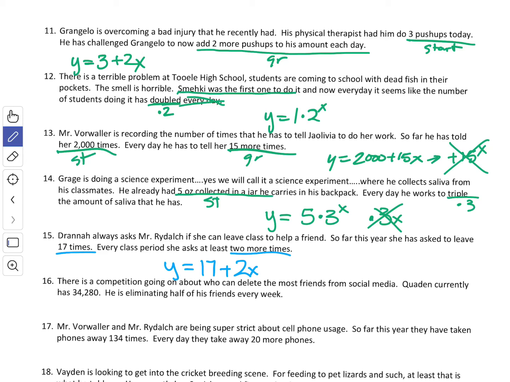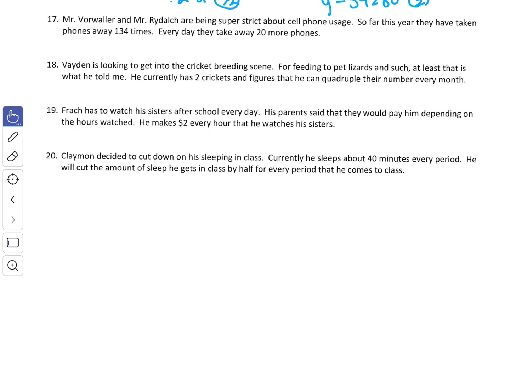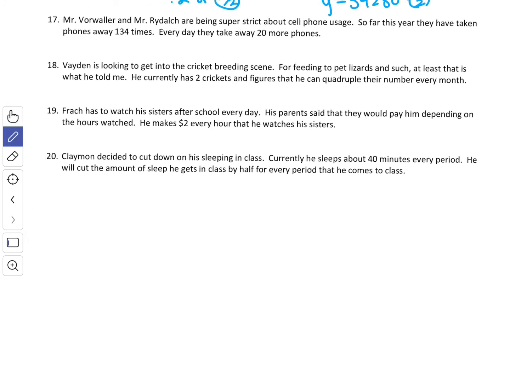16. There's a competition going on about who can delete the most friends from social media. Quaden currently has 34,280. He's eliminating half of his friends every week. So eliminating half, we call that dividing by 2, or timesing by a half. So we should really go with that route. We start with 34,280, and we times by 1/2 to the x power.